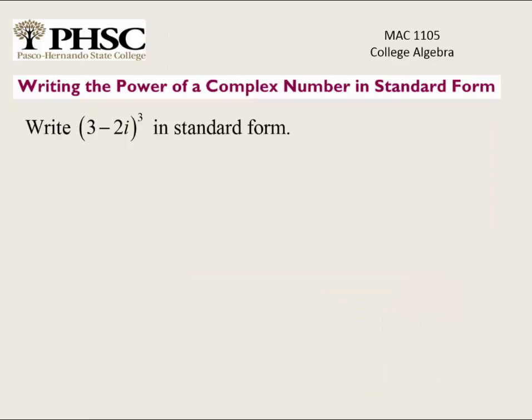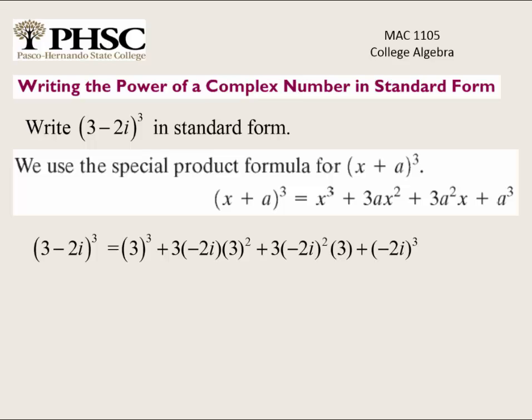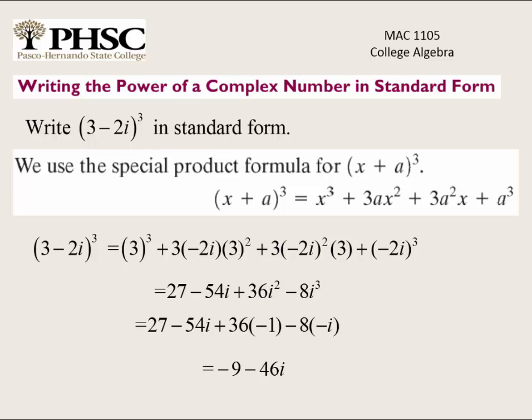The next thing is we're going to write the power of a complex number in standard form. So we're going to write 3 minus 2i to the third power in standard form. We're going to use a special product formula: x plus a to the third power is equal to x cubed plus 3ax squared plus 3a squared x plus a cubed. So 3 minus 2i to the third power is going to be equal to the following. In this case x is 3 and a is negative 2i. So we substitute that into the formula, and then we simplify, and we end up with negative 9 minus 46i.